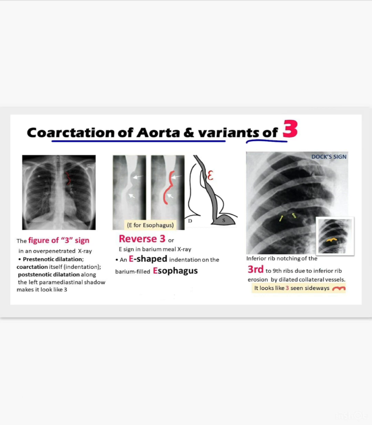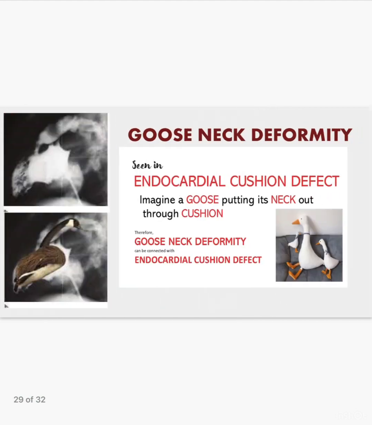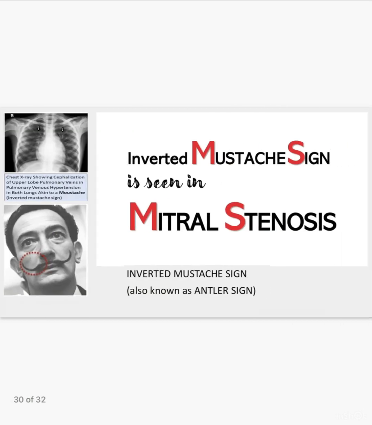Then coarctation of aorta, that is figure of 3 appearance. So here you have figure of 3 appearance and you have inferior rib notching. Both of them are important here. Then you have egg in cup appearance, guys, seen in your constrictive pericarditis. Again, an important question that may be tested. Then this is a gooseneck deformity that is seen in your endocardial cushion defect. Again, an important thing that may be tested.